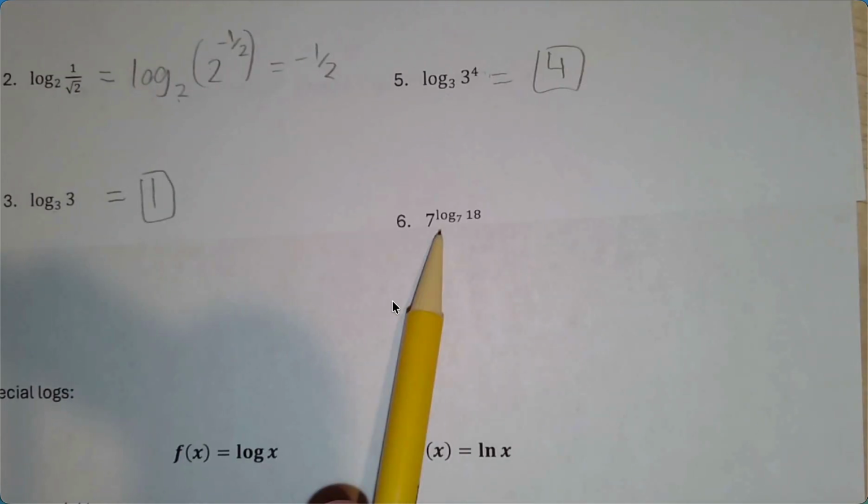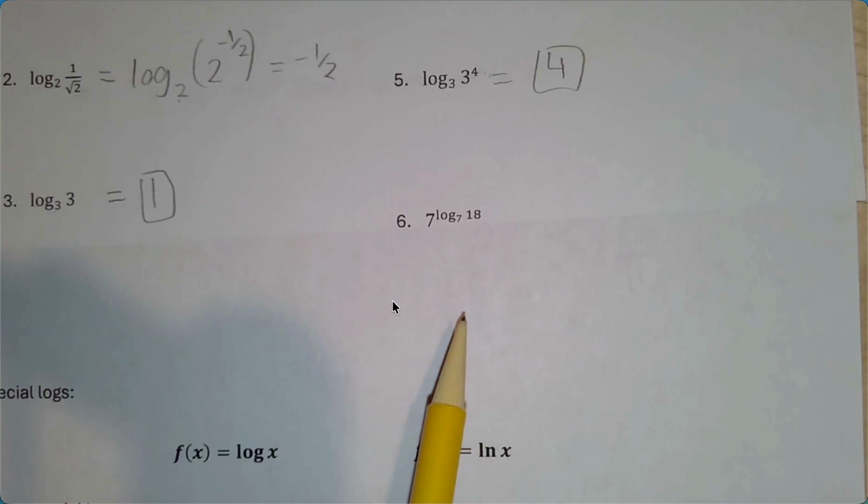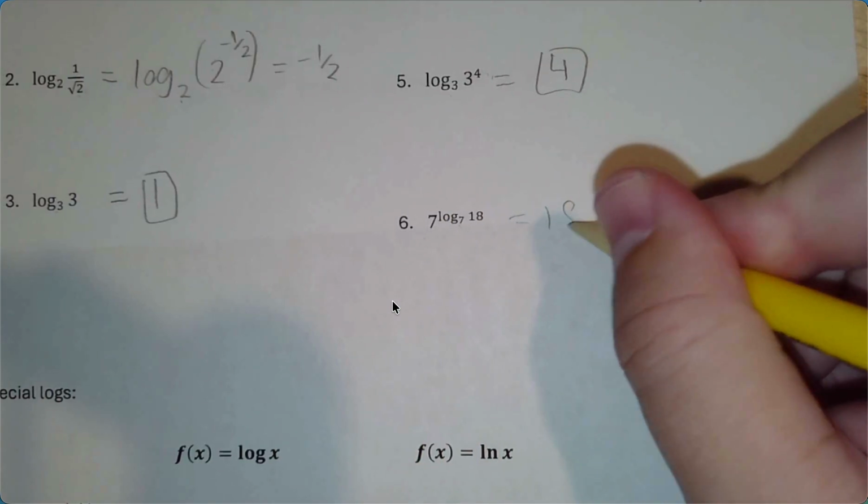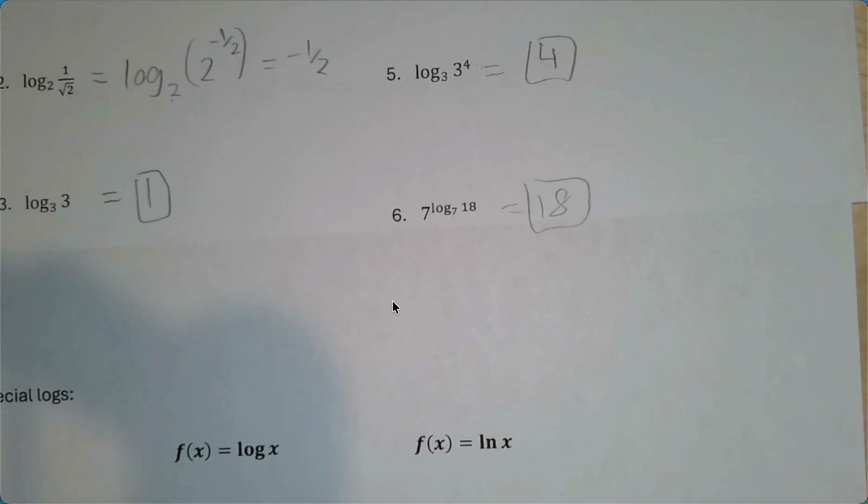Now, finally, this is the kind of ugly looking one, but there's still a 7, log 7, 18. And so the answer just ends up being the 18, the last number at the end. For that one, honestly, don't worry about why, just trust.